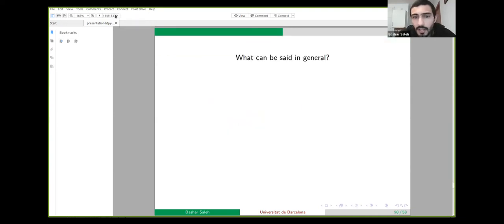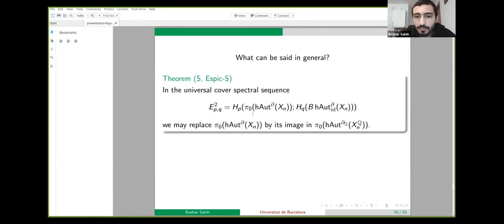But then I thought, in my PhD studies, what can be said in general? So we have the universal spectral sequence here. And then I thought, okay, this group is probably easier because here I can use rational models. And then I proved that you can replace this group in this universal spectral sequence by the image of this group in the group of components of the homotopy automorphisms of the rationalization of this space.